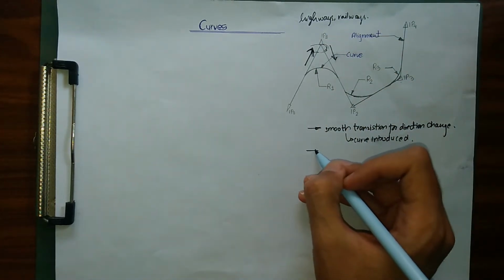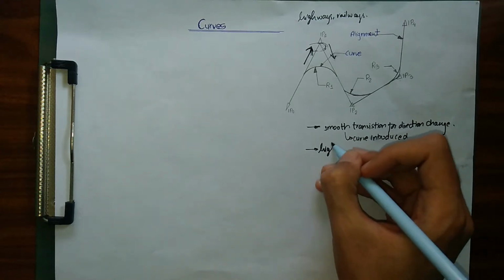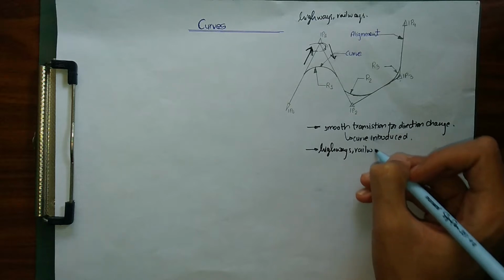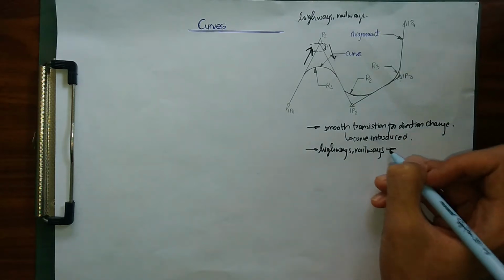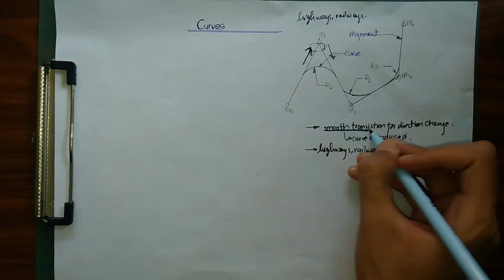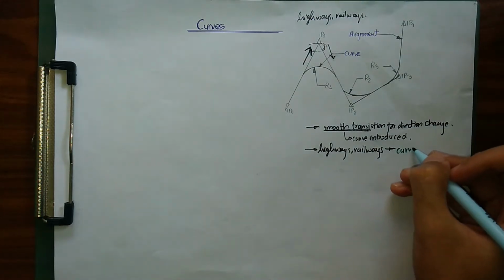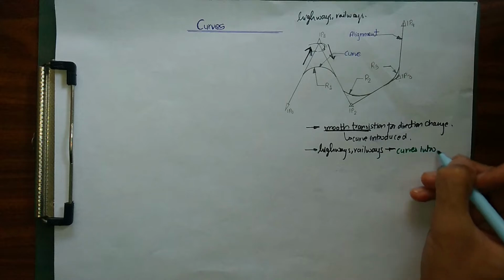So for our highways, railways, in order to avoid those sharp turnings and in order to provide our smooth transition, curves get introduced.